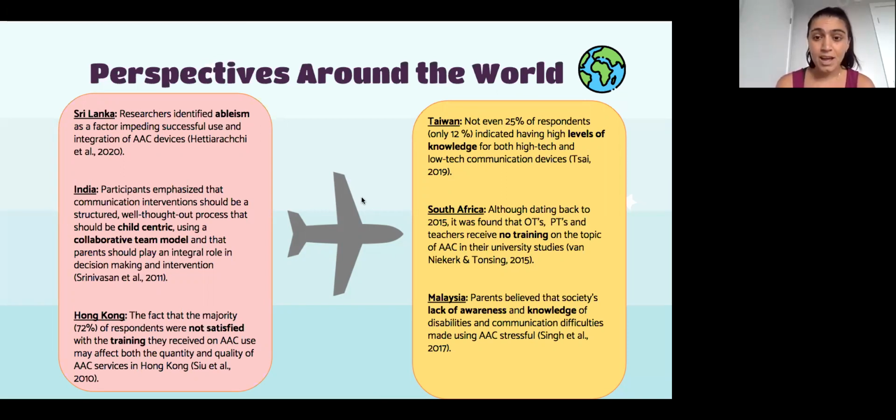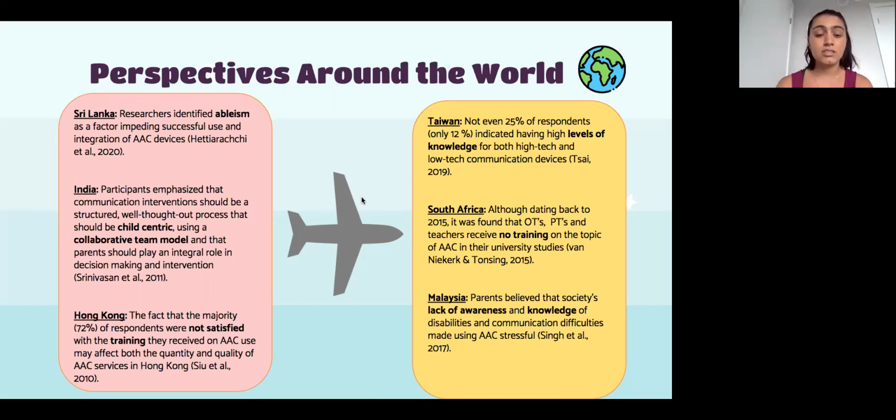In Hong Kong, there was an interesting study where 72% of respondents mentioned that they were not satisfied with the training that they received, which is quite alarming because it's more than half of them. Similarly, in Taiwan, only 12% of respondents in the study said that they had high levels of knowledge for high and low tech communication devices. And again, a similar trend in South Africa, but here with OTs, PTs, and teachers, they described that they did not receive any training on AAC in university.